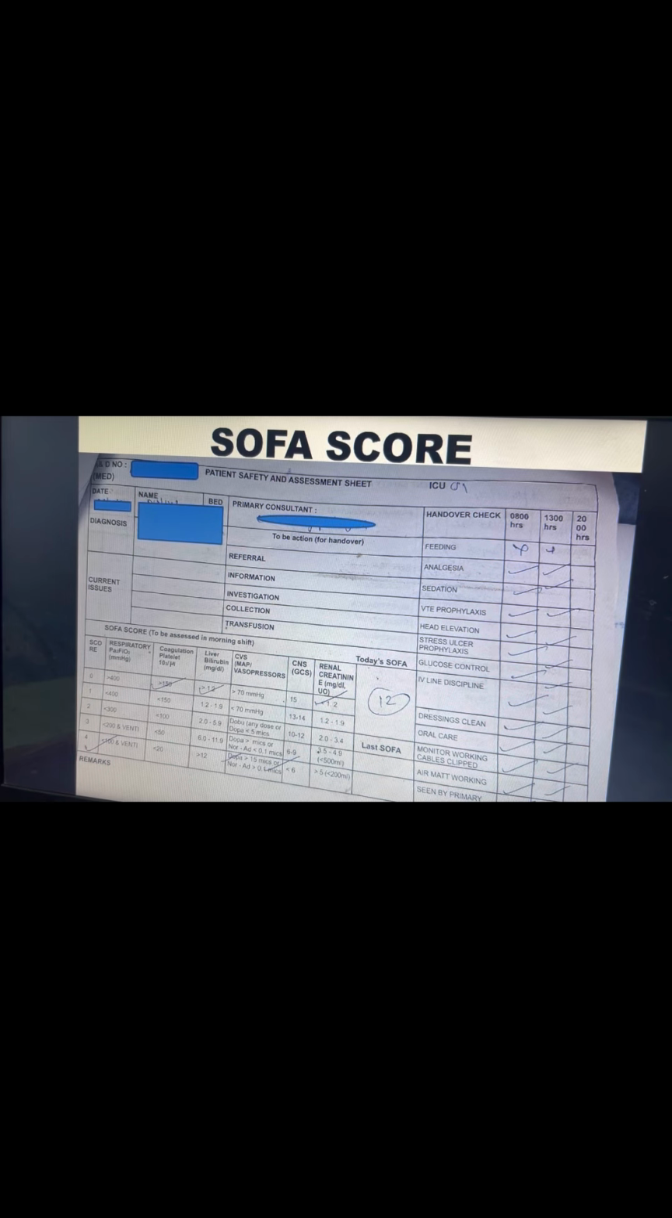For example, if in the respiratory system the score comes greater than 2, it means the lungs of the patient are compromised. Either the patient may have COPD, pulmonary edema, or pleural fluid in the lungs. It means some intervention needs to be done, or either we have to support the patient with oxygen.